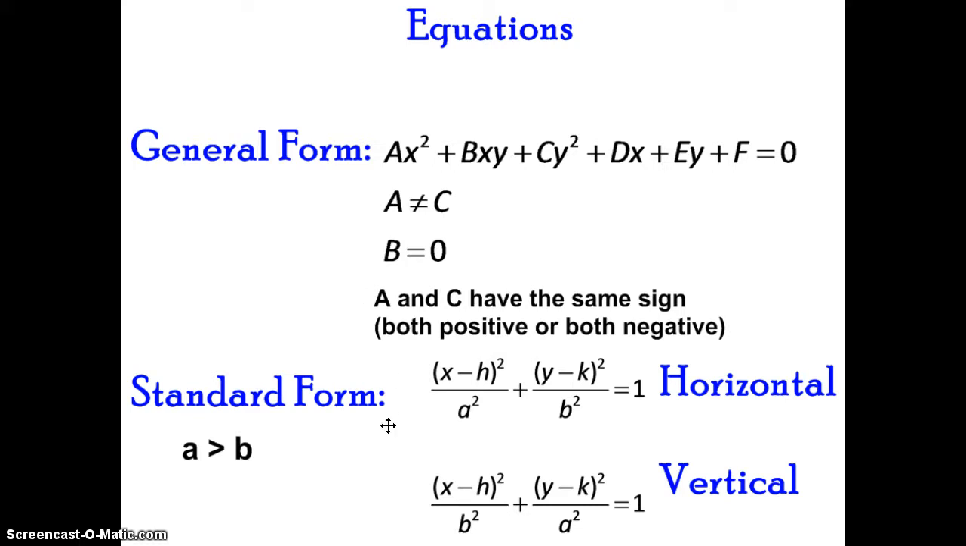Now for standard form of the ellipse, we're looking at two different versions. Know that now we have fractions: x minus h squared over a squared plus y minus k squared over b squared equals 1 gives us the equation of an ellipse whose major axis is horizontal. And then x minus h squared over b squared plus y minus k squared over a squared, where b squared is the denominator for x and a squared is the denominator for y, gives us the equation of an ellipse whose major axis is vertical. In trying to determine which number is a and which number is b, a is always greater than b, as a is the length of the major radius.